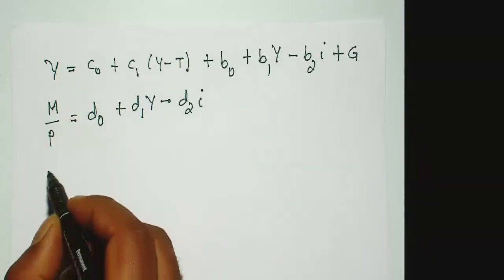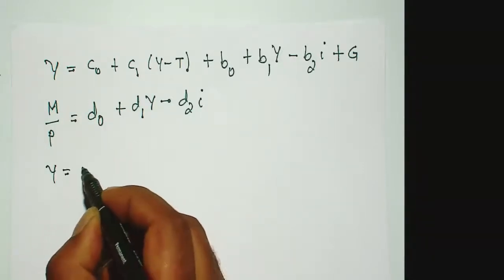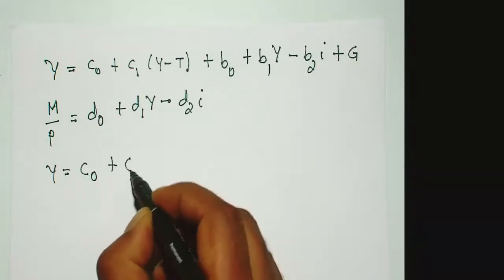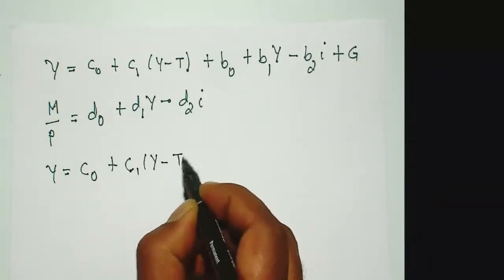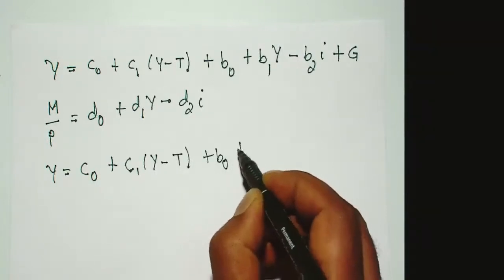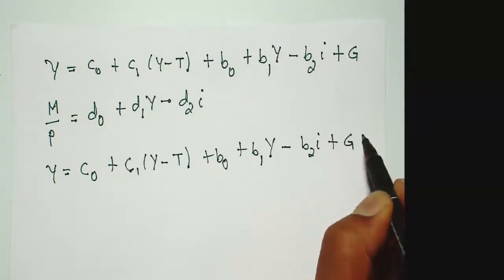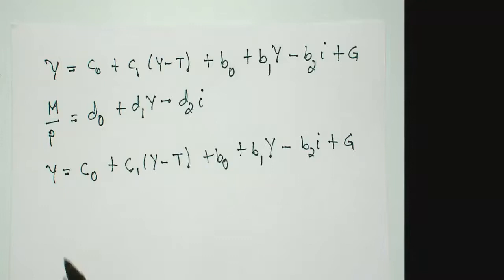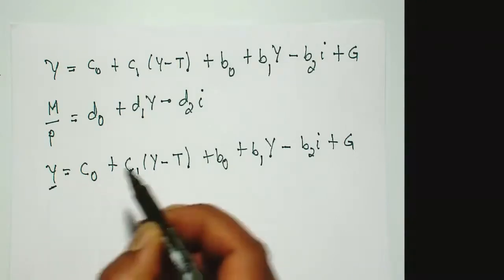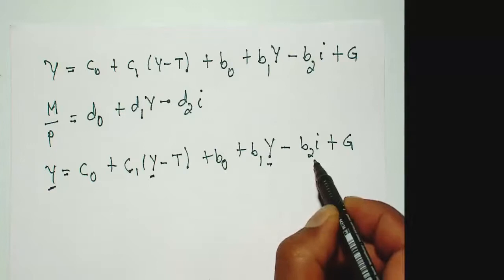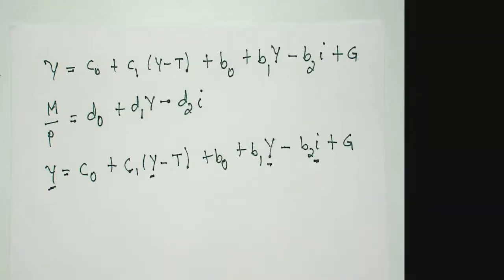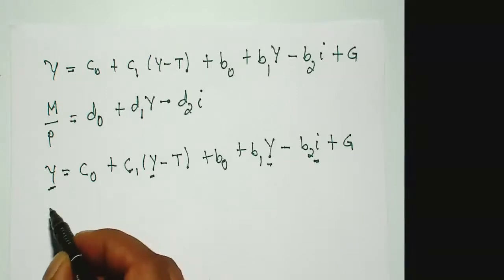So starting with our IS curve, we had said IS is C0 plus C1 multiplied by (Y minus T) plus B0 plus B1 Y minus B2 I plus G. As you can see from this equation, my endogenous variables Y and I are appearing on both sides of the equation. So our plan is to gather these endogenous variables on the left-hand side and leave the other exogenous variables on the right-hand side.